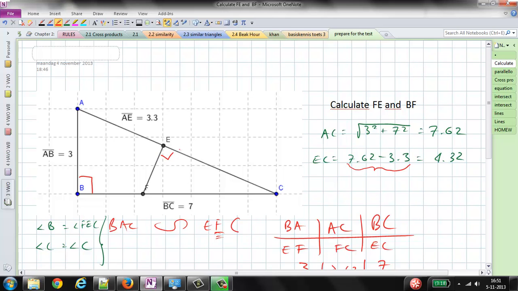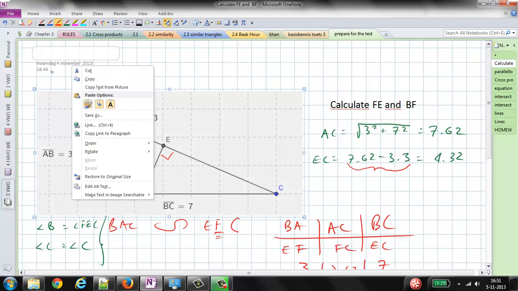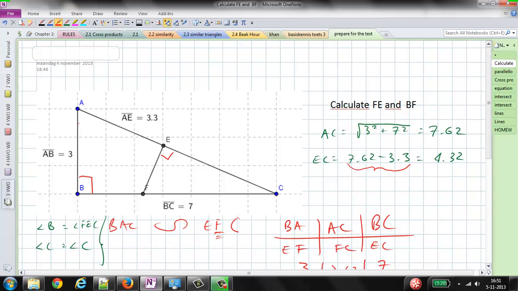If you see right triangles, always think Pythagoras. I can immediately see that I can calculate this entire side AE with Pythagoras, because I know this one and that one. That means I can calculate AC, then subtract AE from it to get this one. So AC in my notation is going to be 3 squared plus 7 squared, this side squared plus that side squared. Square root of that is 7.62.